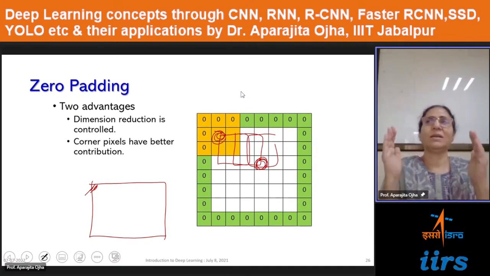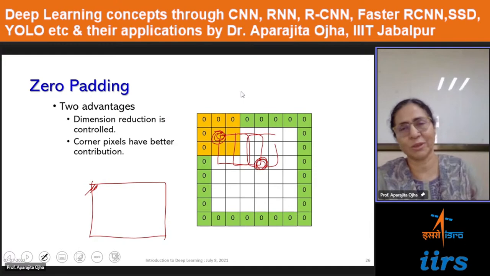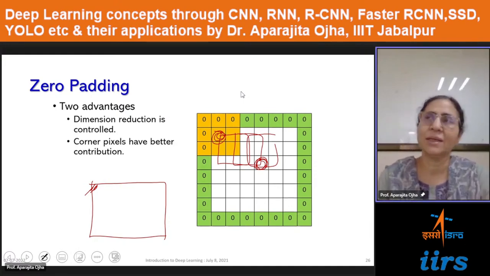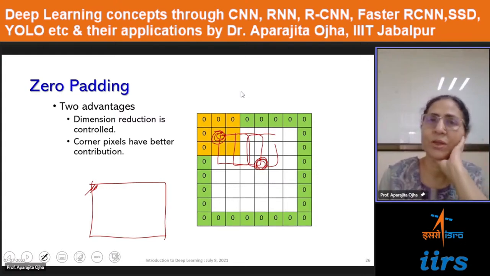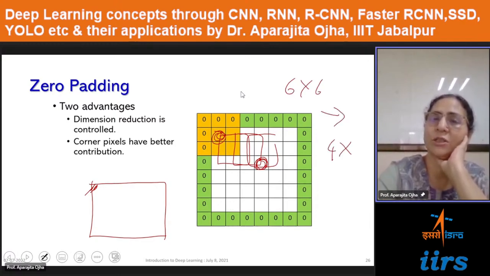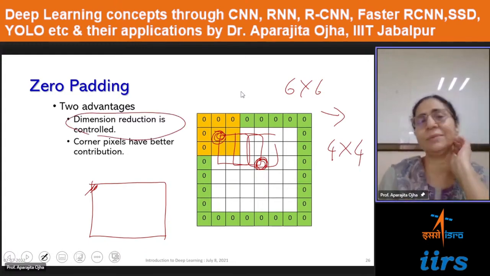That means I'm enlarging the image by adding the pad 0 here, right? That is known as zero padding. And if I apply, say, convolution operation, you just saw that a 6x6 image was converted to a 4x4 image. So dimension reduction is done. That can be controlled.